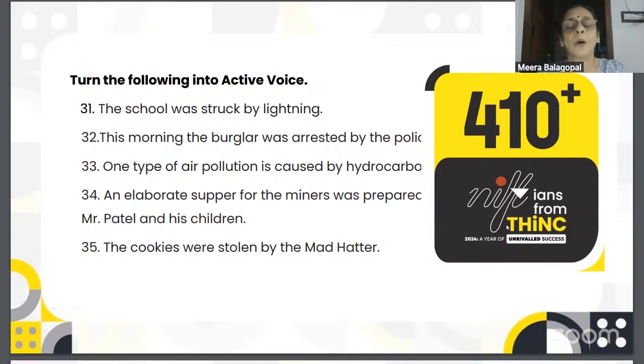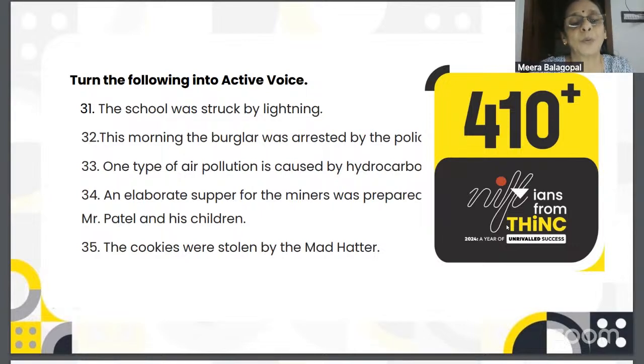Now, an elaborate supper for the miners was prepared by Mr. Patel and his children. So Mr. Patel and his children is the by agent here. That by agent will become the subject in the active voice. So Mr. Patel and his children prepared an elaborate supper. Was prepared is simple past tense. So Mr. Patel and his children prepared an elaborate supper for the miners.